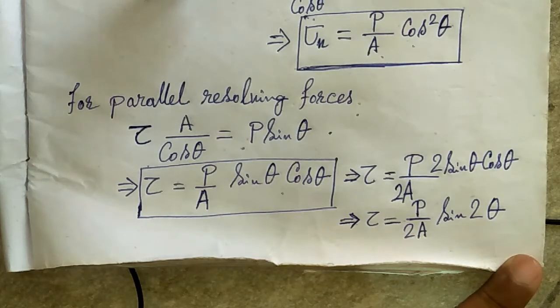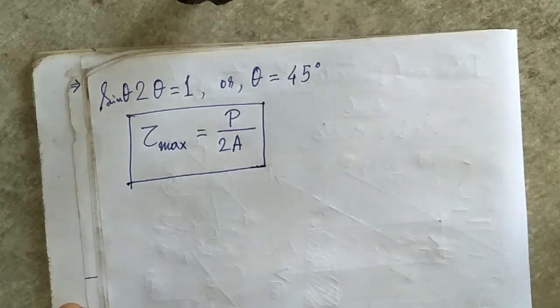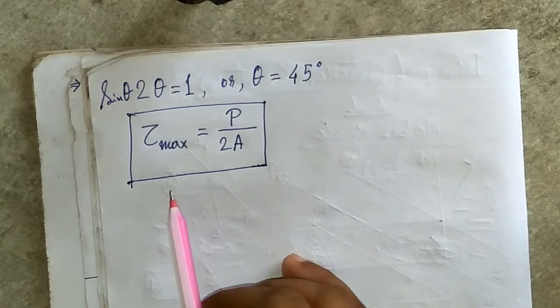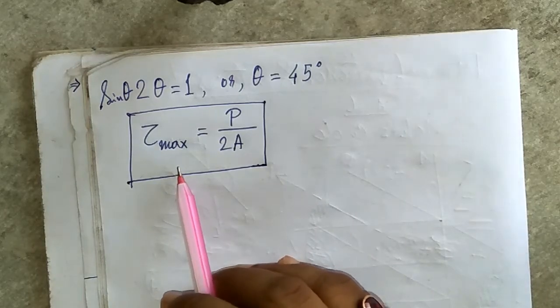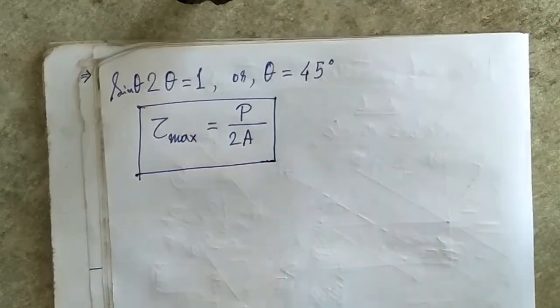So to find out the maximum value of the shear stress, that means for sin 2 theta equals 1, that means theta equals 45 degrees, we get the maximum value of the shear stress, that is tau max equals P by 2A. Okay.